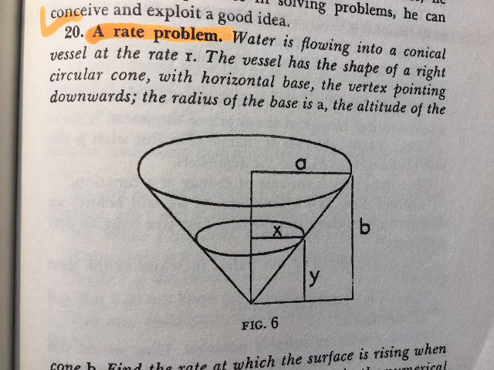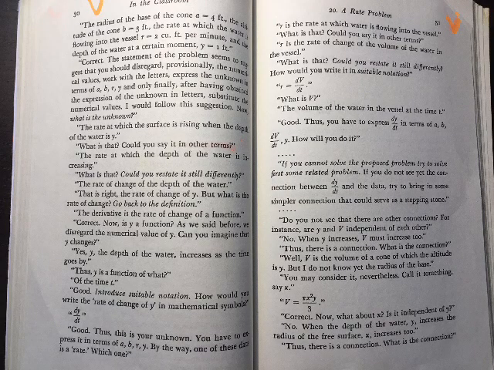Now, what is the unknown? The rate at which the surface is rising when the depth of the water is y. What is that? Could you say it in other terms? The rate at which the depth of the water is increasing. Could you restate it still differently? The rate of change of the depth of the water. That is right, the rate of change of y. But what is the rate of change? Go back to the definition. The derivative is the rate of change of the function.